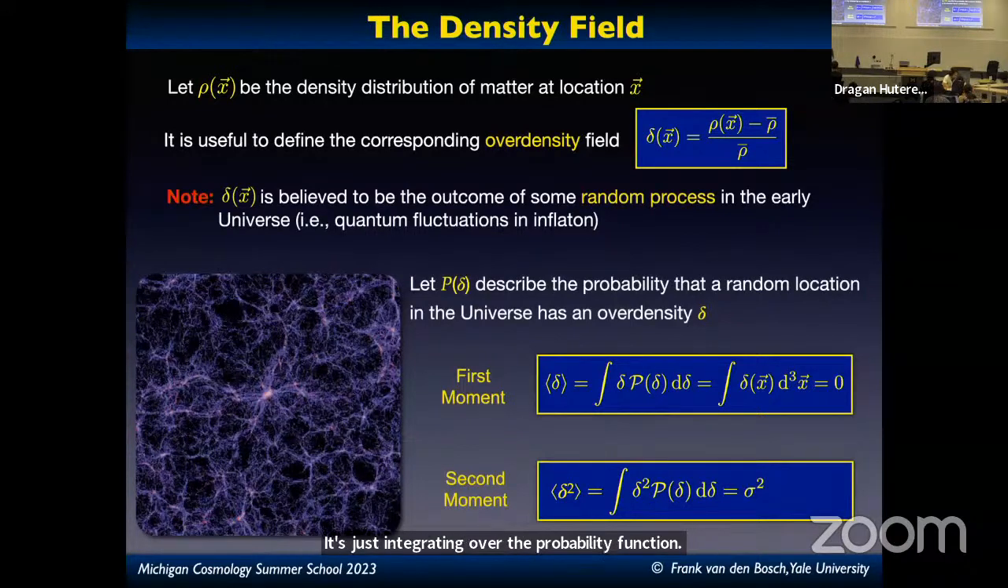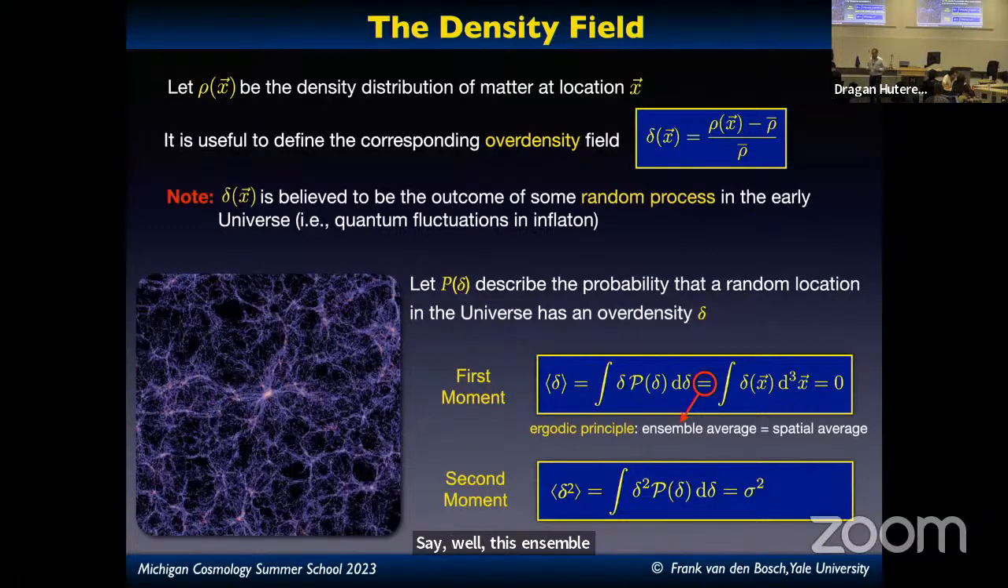Now, of course, we only have one realization of the universe, our own, but there is something called the ergodic principle. And the ergodic principle says, well, this ensemble average is the same as a spatial average. And that's because if I go to that part of the universe there, the density field there is unrelated to the density field at that part of the universe there. And therefore, I can think of them as different realizations. So an ensemble average is the same as a spatial average, ergodic principle, okay?